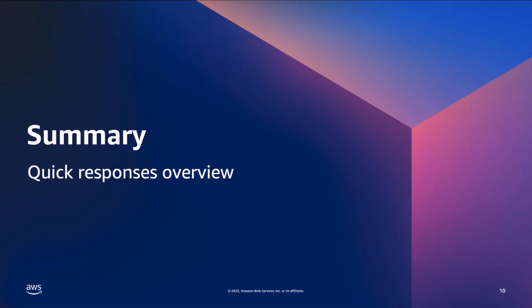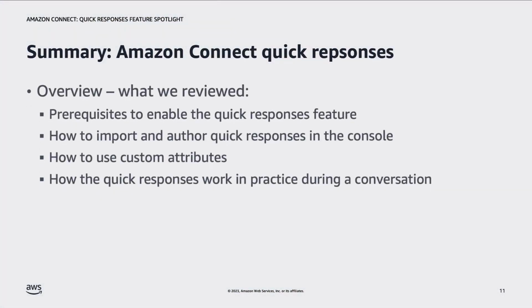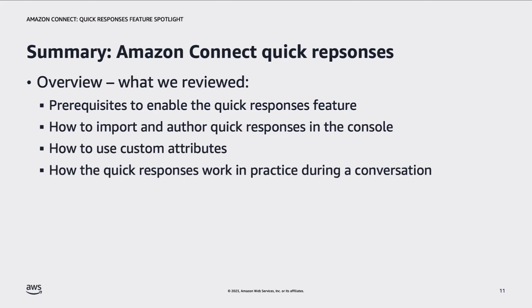In summary then, here's what we covered. We covered the prerequisite steps to enable the quick responses feature and the one-time knowledge base setup. We showed authoring and importing quick responses into the Connect web interface. And we also showed how the rich text editor enabled configuring custom attributes as well, for scenarios such as chat conversations. Finally, we demonstrated how this configuration worked in practice, using the example of the chat conversation between a customer and an agent, and how quick responses could be triggered via the button or keyboard shortcuts.